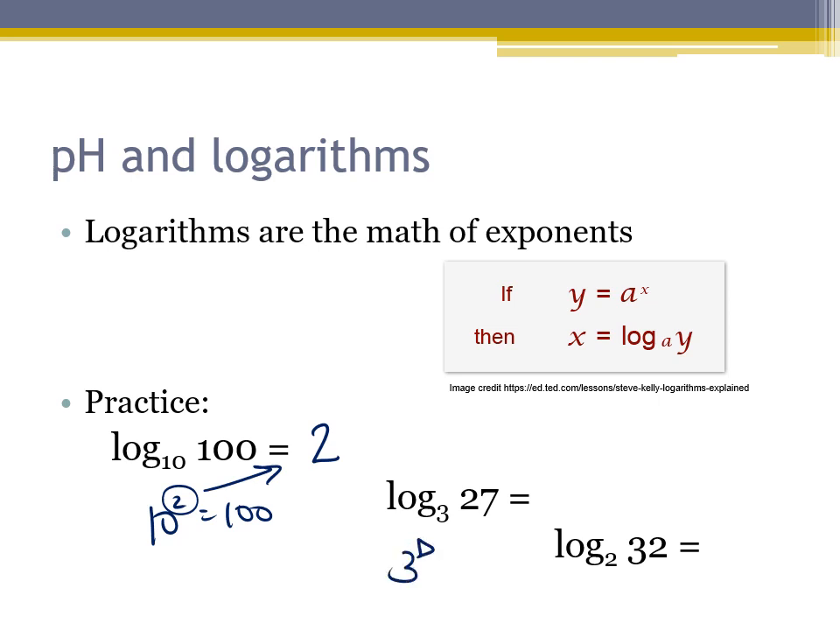3 to what power is equal to 27? We know that 3 cubed is equal to 27, so our answer is 3, because 3 to the third power gives us 27. Log base 2 of 32, oh my gosh, that's 2 times 2 is 4, times 2 is 8, times 2 is 16, times 2 is 32. How many 2's is that? That's 5 2's. My answer is 5. 2 to the fifth power is equal to 32.